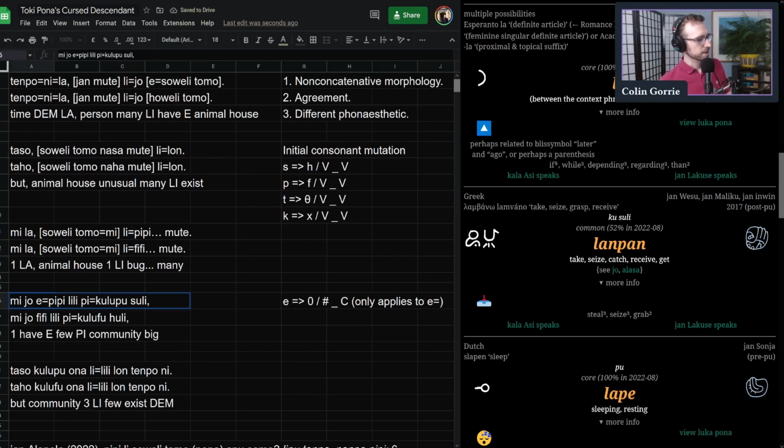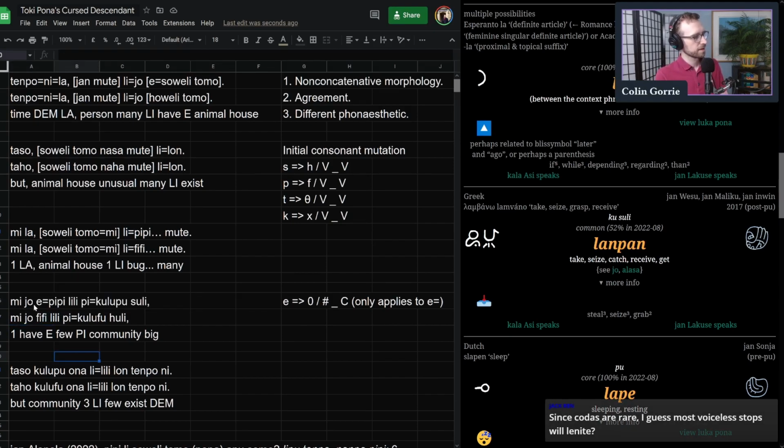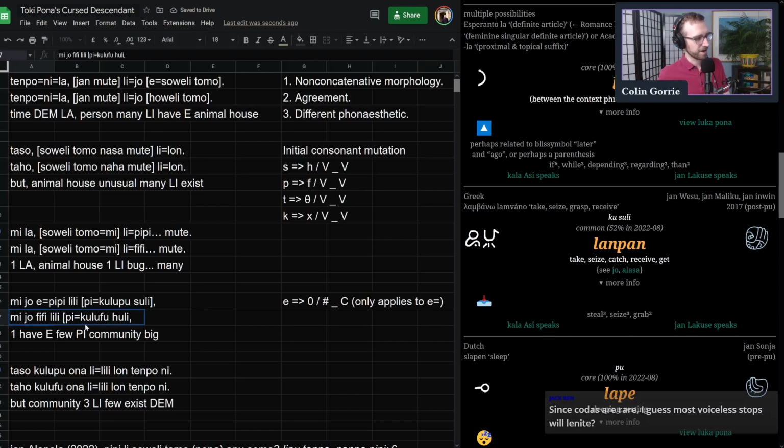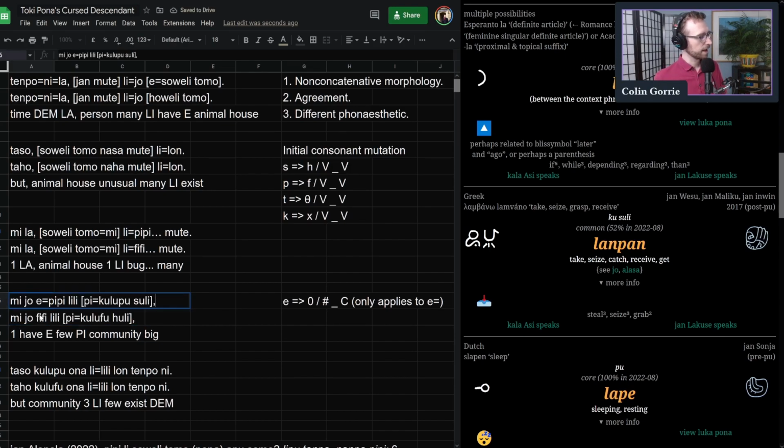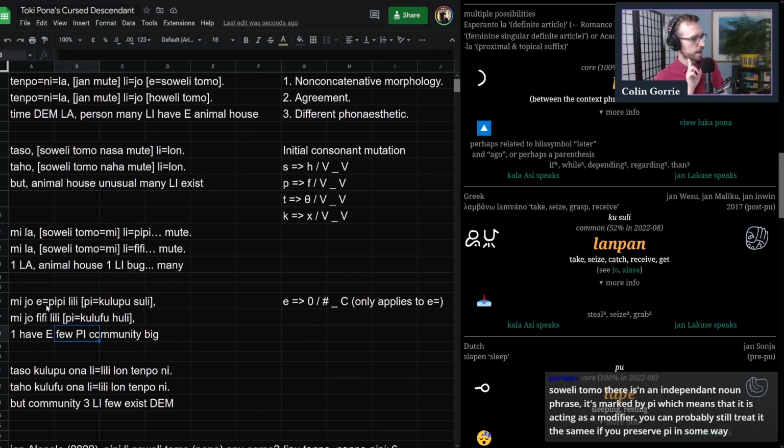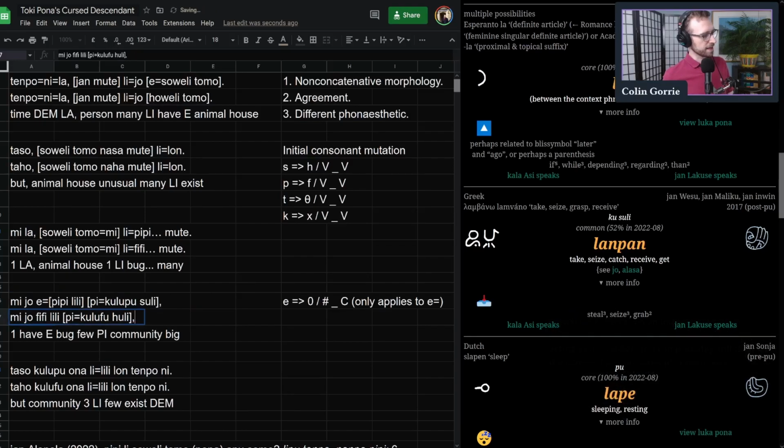And okay, what else do we have? Mio e pipi lili pikulu pusuli. I think we have this as a noun phrase, pikulu pusuli, or in our descendant so far, pikulu fuhuli. And mio e pipi lili. E pipi. I think I'm missing a word there. Right, so we can put this together as a noun phrase as well. And in fact, these are nested. So this is all one big noun phrase, but we don't have to worry about that. Right, okay.